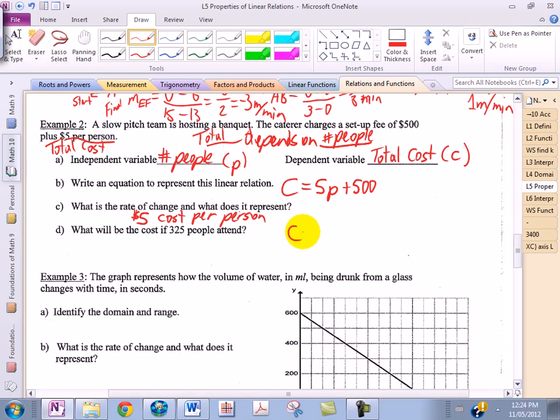So now you substitute and solve. So it becomes 5 times 325 plus 500. I just did that this morning with the grade 9s. So what is it? Use your calculator. 2175? 2125? Yeah. Okay, so $2,125 if that many people attend. All right. Questions?